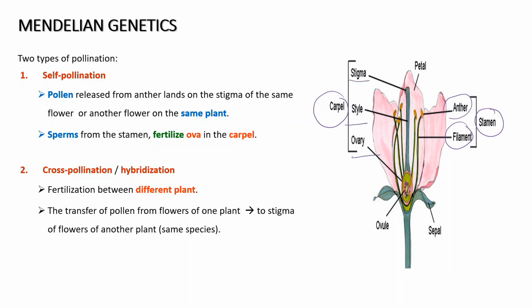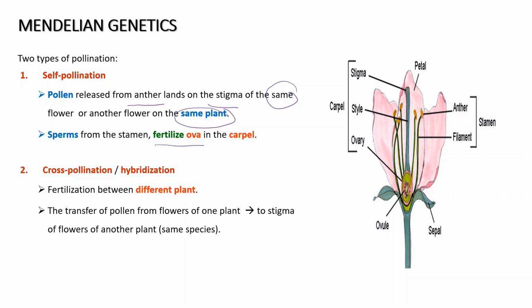In nature, pea plants usually self-fertilize. Mendel carried out two types of pollination amongst the pea plants. The first type of pollination is self-pollination, and the second one is cross-pollination or hybridization. Self-pollination occurs when pollen released from the anther lands on the stigma of the same flower or another flower of the same plant. Sperm from the stamen fertilize ova in the carpel.